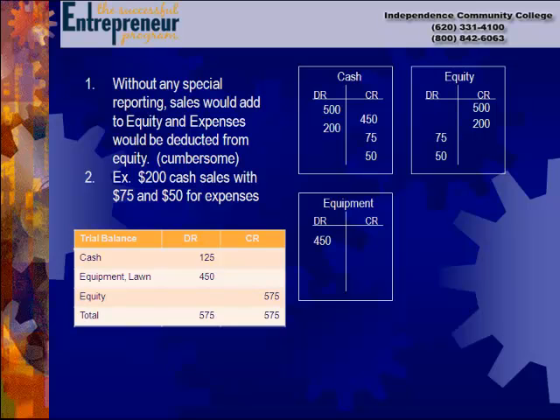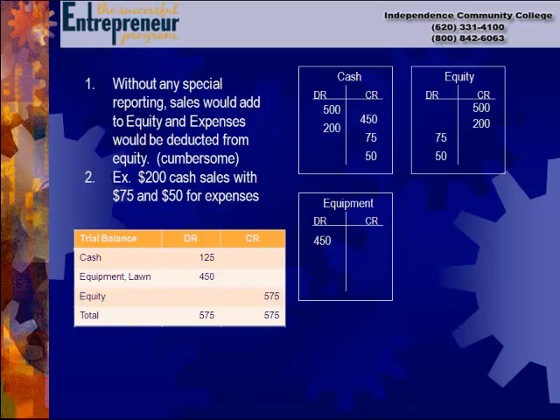Businesses conduct sales activity to generate revenue, and in doing so incur expenses required to generate the revenue. Every time there is a sale, it really increases the equity, but then every time there is an expense, it reduces equity. Without some kind of special reporting, all these increases and decreases in equity resulting from sales and expenses would be recorded in detail in the equity account.